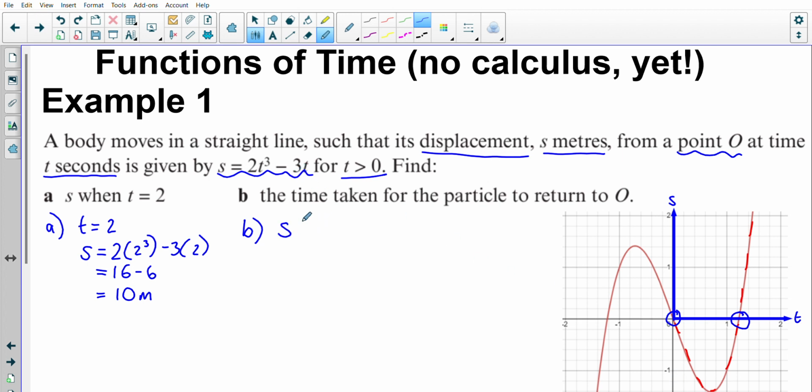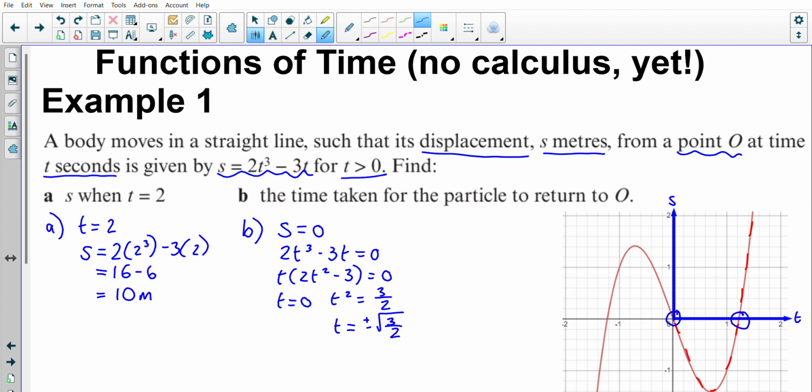So what I'm going to do is say, well, the displacement is going to be 0 if it's returned back to its starting point, and I will set this equal to 0, factor out t, solve, I'll square root. Now I've got 3 potential solutions for t, but it wants the time taken, not the times taken, the time taken.